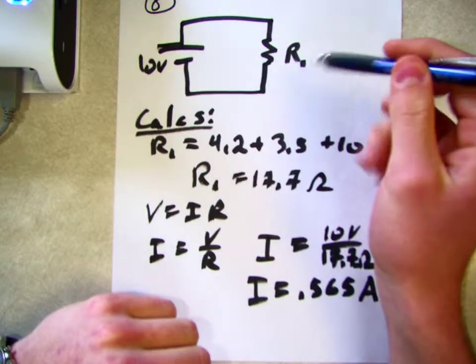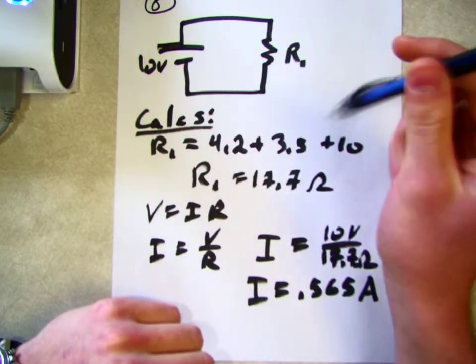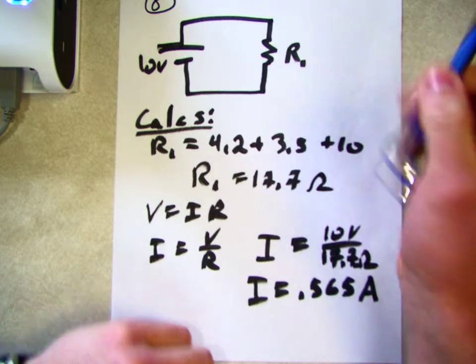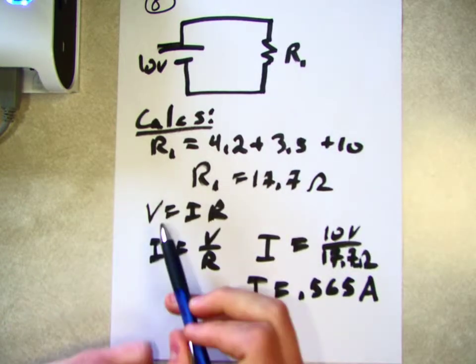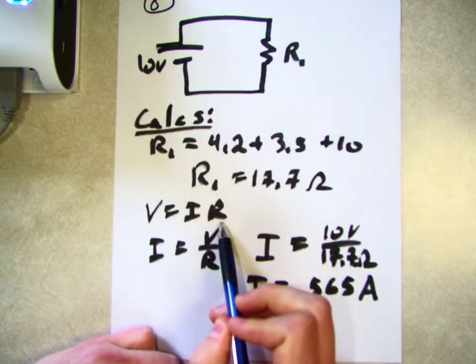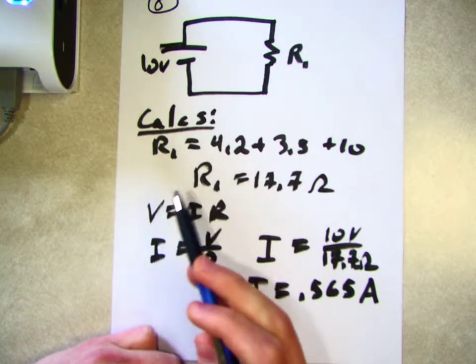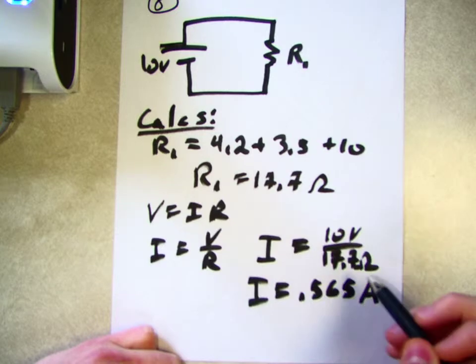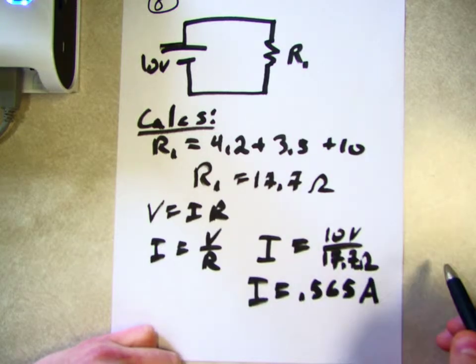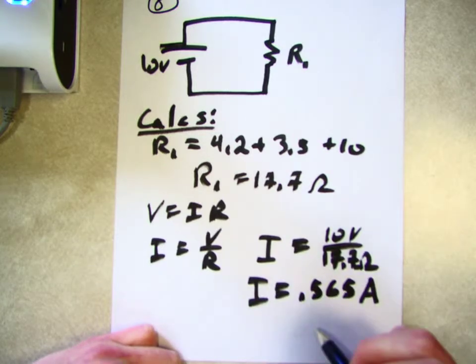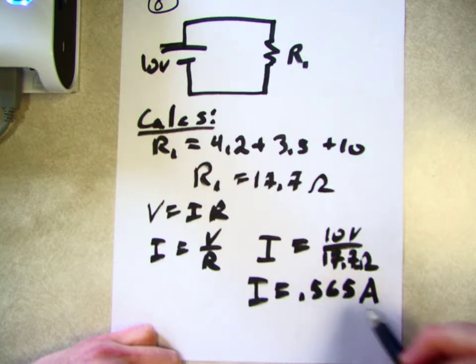And now we have one resistor, we have a power source, and we know both of these values. And initially I'd set out to find the current in this circuit. And to do that, if you remember, V equals IR, and then I equals V over R just through some algebraic manipulation. So you get I equals 10 volts over 17.7 ohms. So I is equal to 0.565 amps. And there you have it. That's the current running through this circuit.